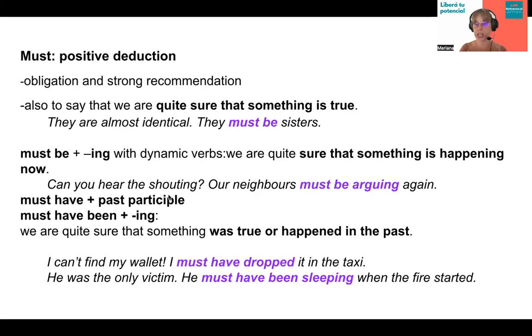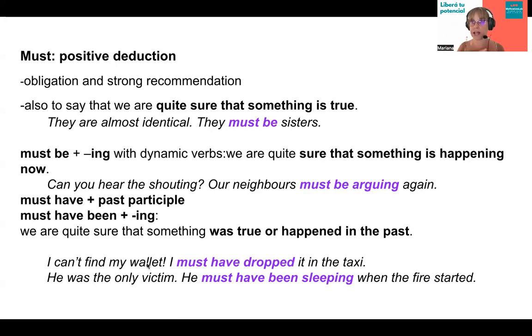Then we can use the same positive deduction, but for something that happened or was true in the past. And in this case, the form is must have with a past participle or with been plus gerund. Let's have a look at the examples. I can't find my wallet. I can't find it now. I must have dropped it in the taxi. So I'm deducing, positive deduction about something in the past. So we connect with this a result in the present of something that must have happened in the past.